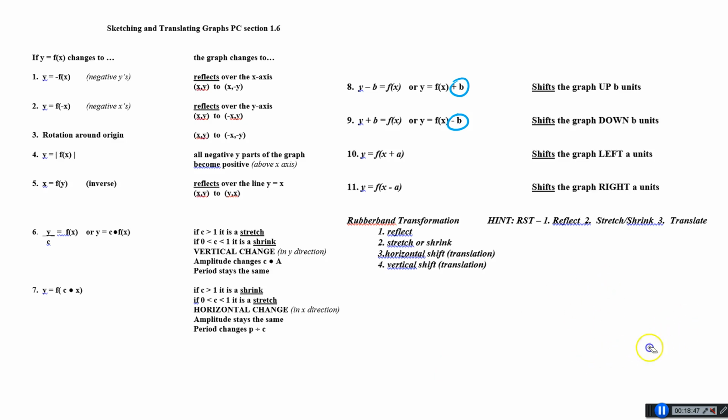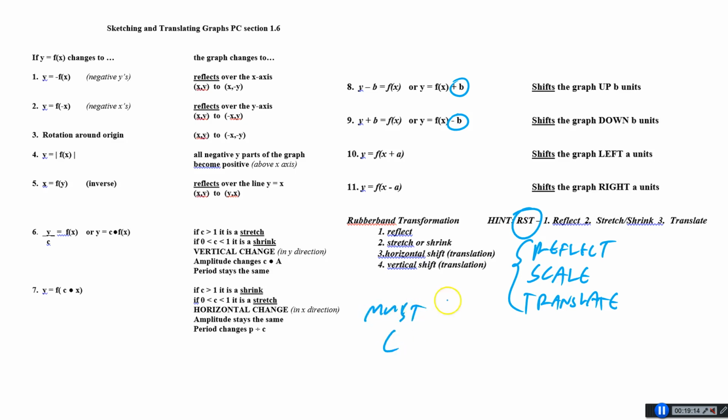If you have multiple of these things combined together, just do RST: reflect. It's written right over there, but I don't write it anyway. Scale. And they write stretch or shrink. I just think scale, because you're scaling bigger or smaller. And then translate. Okay, so reflect, scale, translate. That's RST. That's the order that you can do this every time. Now, the only trick with that is you must have a clean x, and I'll show you what that means in a second. Must have a clean x.